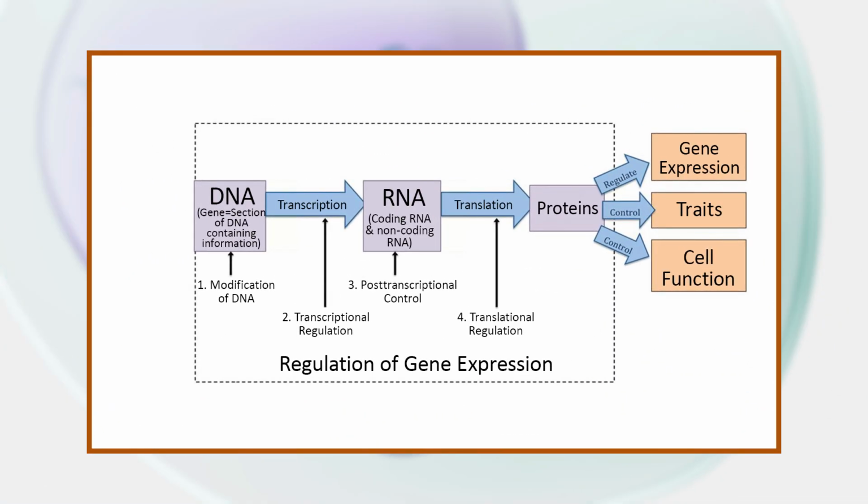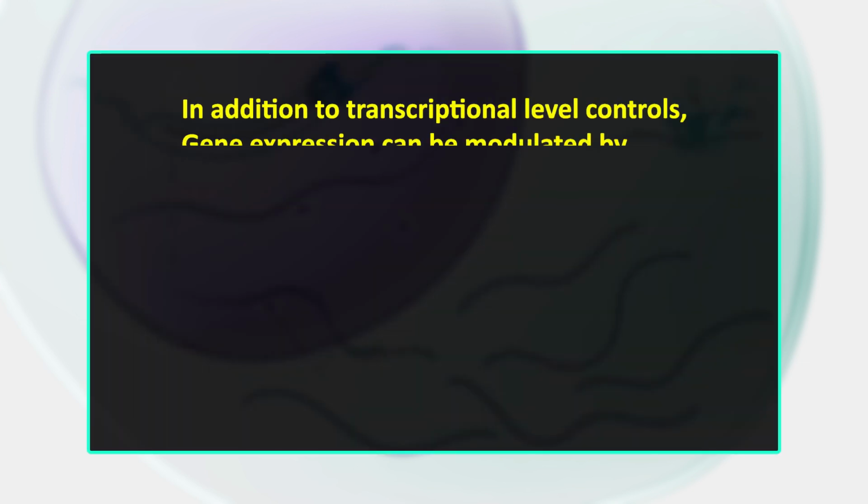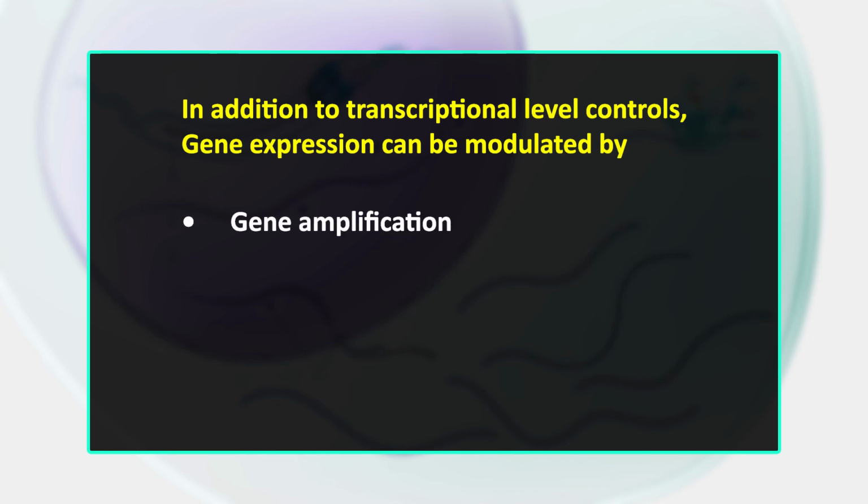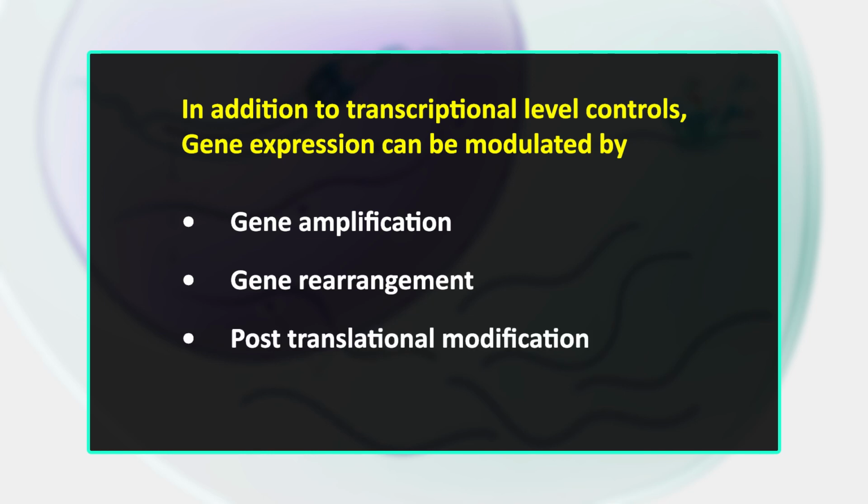RNA also plays a very important role in gene regulation, as the gene's activity is controlled first and foremost at the level of transcription. In addition to transcription level controls, gene expression can be modulated by gene amplification, gene rearrangement, post-translational modifications, and RNA stabilization.